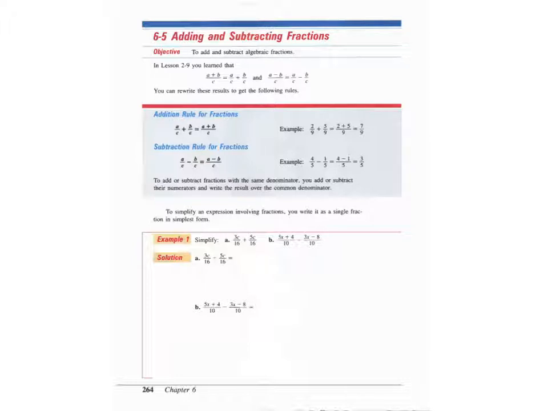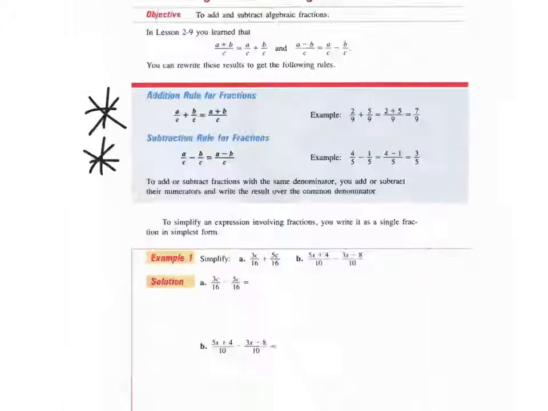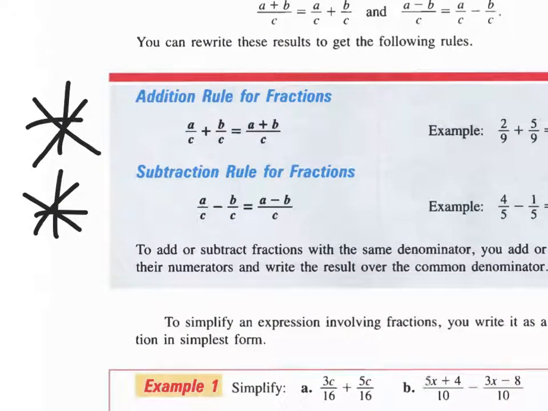So if you notice, our rules for addition of fractions and subtraction are here. Notice that they are showing that the denominators need to be the same. They need to be in common. And then you would just add the numerators. Same thing for subtraction. You need to find a common denominator and then you just subtract the numerators.